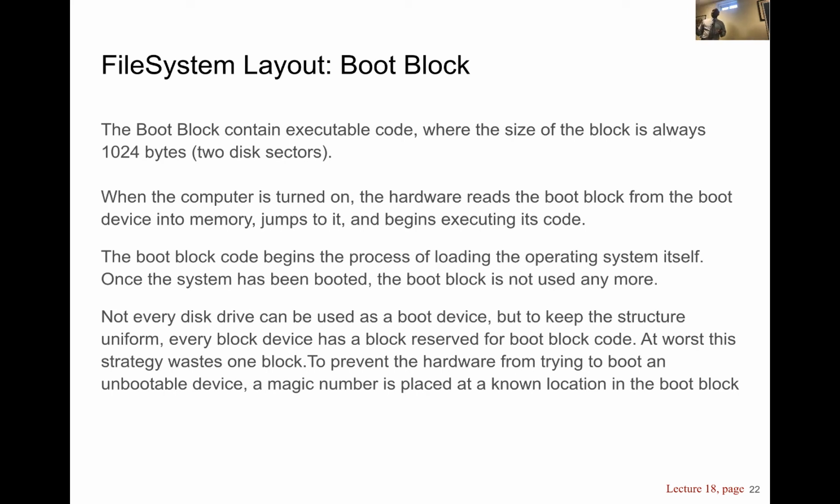The boot partition will actually have the first block as the boot block. The boot block is going to have a small snippet of executable code. The size of that boot block is 1024 bytes, so it's 2 disk sectors. When you start booting, you are going to read from that boot block and read those instructions into memory and start executing those instructions.